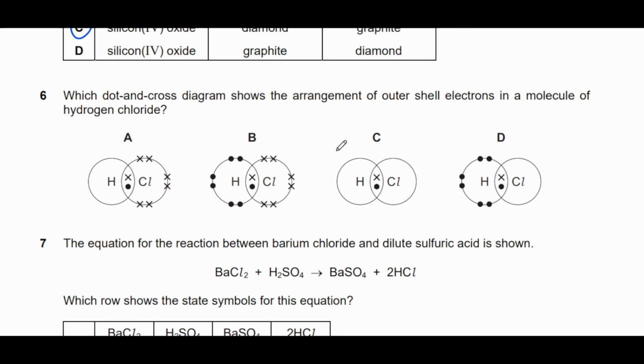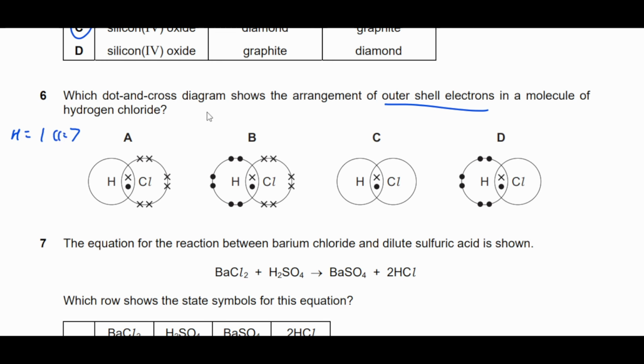Which dot and cross diagram shows the arrangement of outer shell electrons in a molecule of hydrogen chloride? Firstly, they want outer shell electrons. Hydrogen has 1 outer shell electron, chlorine has 7. Hydrogen equals 1, chlorine equals 7.